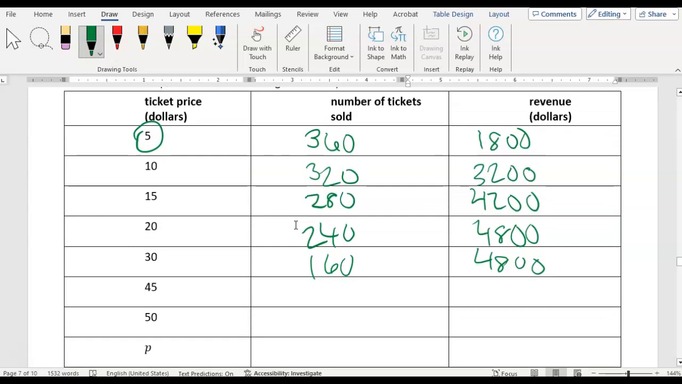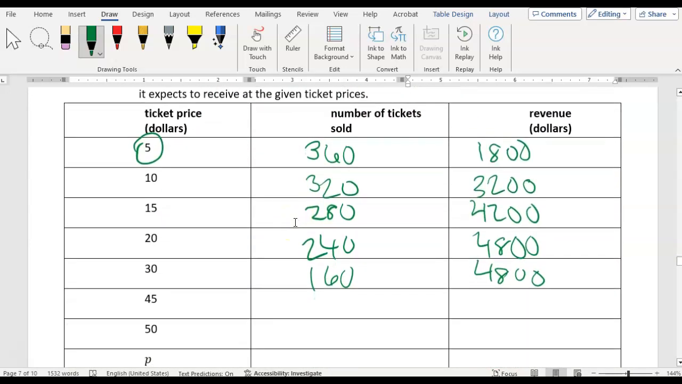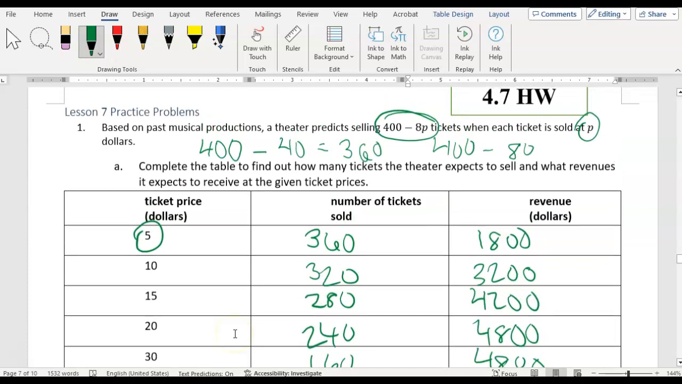If we were to do $45 a ticket, 45 times 8 is 360. So that would only allow us to sell 40 tickets here. And so if we sell 40 tickets times $45 each, we get 1,800. So notice we're going back down now because the price of the ticket has gotten too high.